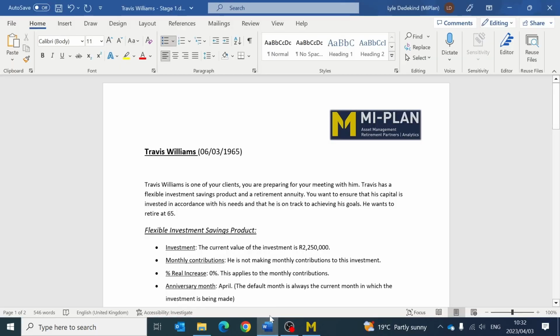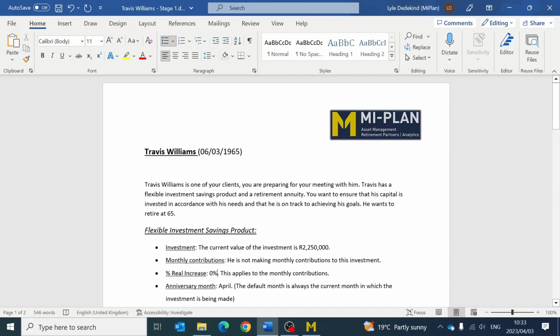In this tutorial, I'm going to illustrate how to add a client, create a product, and generate an illustration document. Okay, your client, Travis Williams, you are preparing for your meeting with him. Travis has a flexible investment savings product and a retirement annuity. You want to ensure that his capital is invested in accordance with his needs and that he's on track to achieving his goals. He wants to retire at 65.